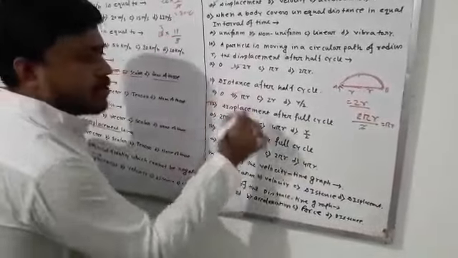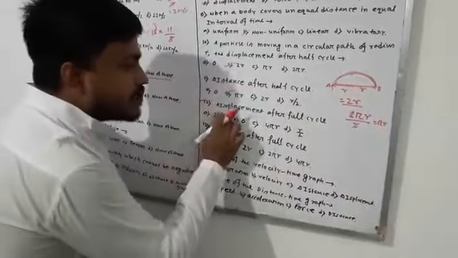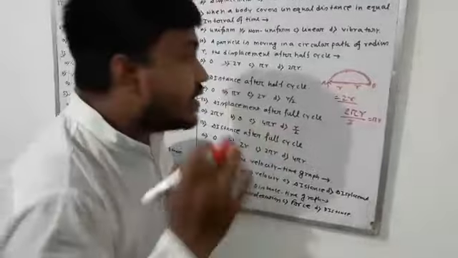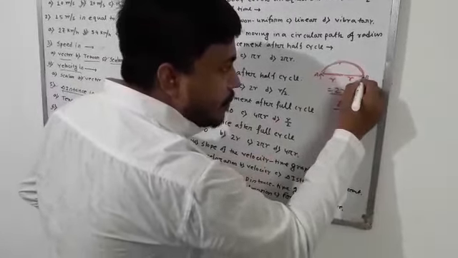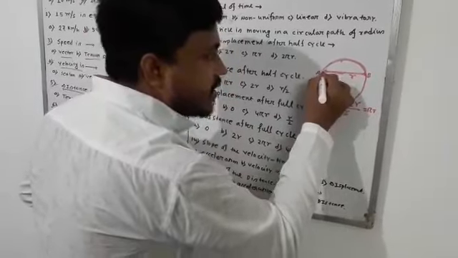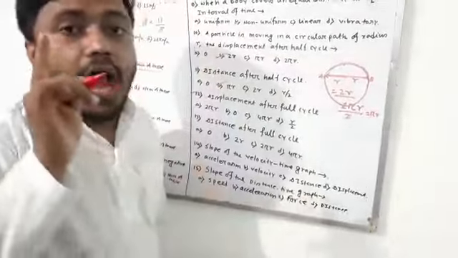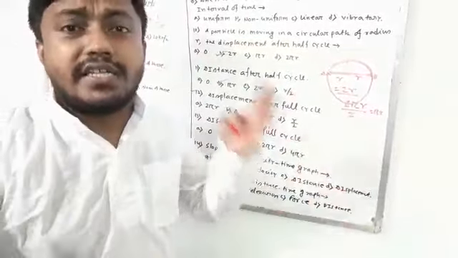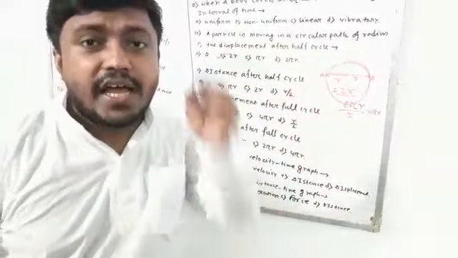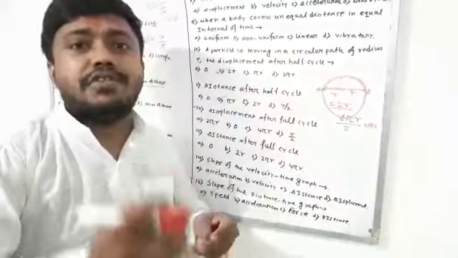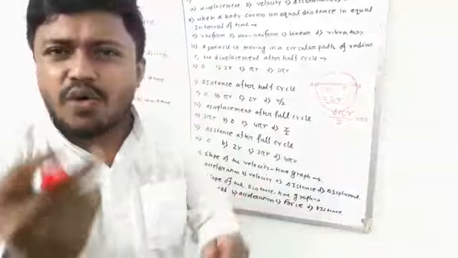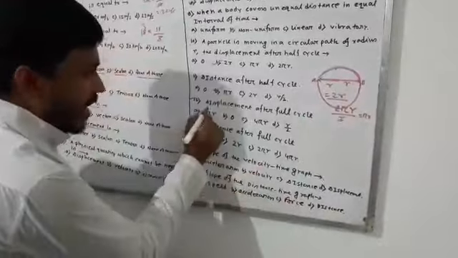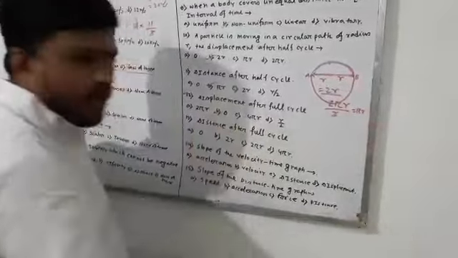Now students, question number 12. It gives displacement after full cycle. Displacement after full cycle means the particle starts from this point, goes to point B, and after some time comes back to the same position. I repeat, many times during the discussion of displacement, if the initial position and the final position coincide with each other, then the value of displacement will be 0. And due to the full cycle, the value of displacement will be 0. So option B is the correct one.